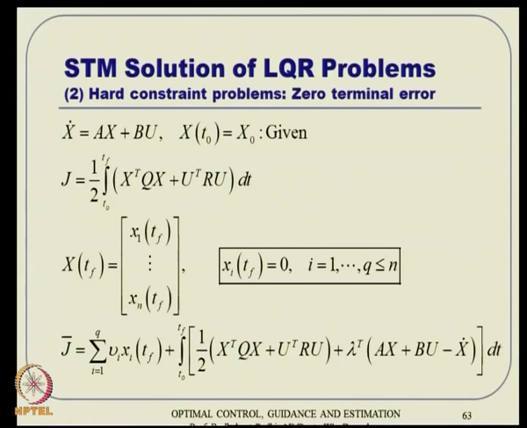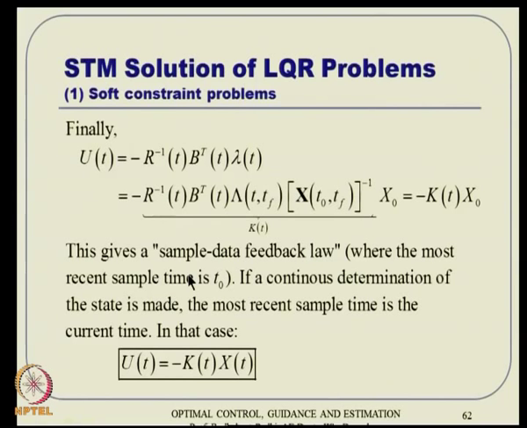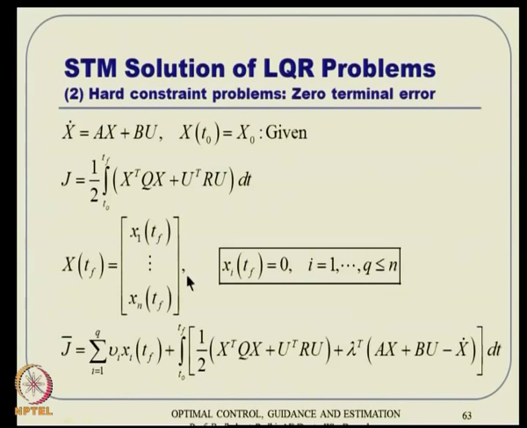Then we extended that to the hard constraint problem and said that here the x f was free, but now x f is a hard constraint. That means x i of t f has to be equal to 0 for i equals 1 to q. So for a set of states, part of the states should be identically equal to 0. That's a hard constraint. So we have to formulate this anew; this part will come as an additional part of it.